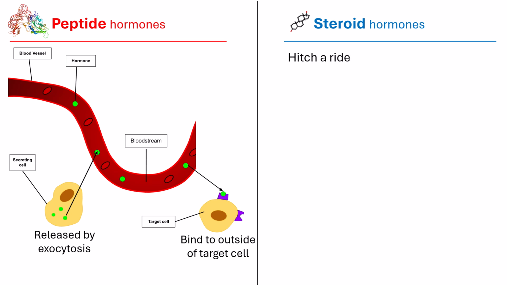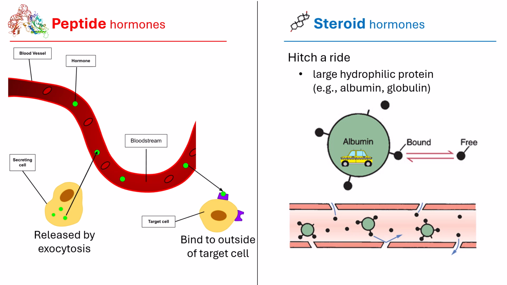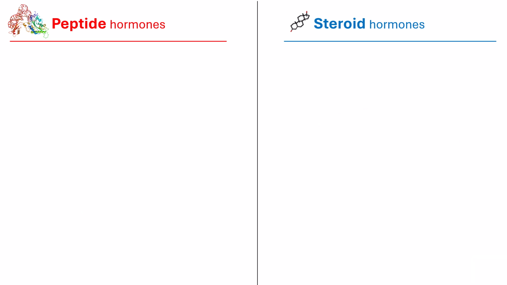Steroid hormones hitch a ride on a large hydrophilic protein like albumin that serves as a taxi. Most circulating steroid hormones are bound to such a protein, whereas most peptide hormones are free, meaning not bound to this type of taxi. When the steroid hormones detach, they leave the blood vessel into the extracellular compartment and may diffuse into nearby cells. Both types of hormones exit the bloodstream where they diffuse into the extracellular fluid, washing over potential target cells.